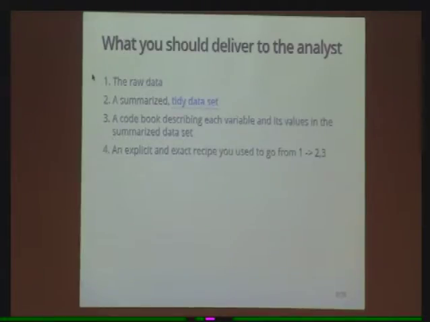So what are the 4 things that you should be delivering to the analyst? Raw data, a summarized, tidy data set, and I'll talk about what that means. A code book, or data dictionary as it's called, describing the variables and the values that are in your summarized data. And then the steps that you used to go from number 1 to steps 2 and 3. So the processing that you did to go from 1 to 2 to 3. Depending on what you're doing and who you're working with, the burden of who does those steps might shift from you to them. But if you do anything, then we want to know.